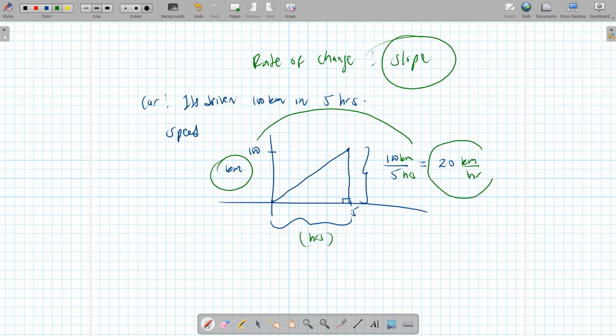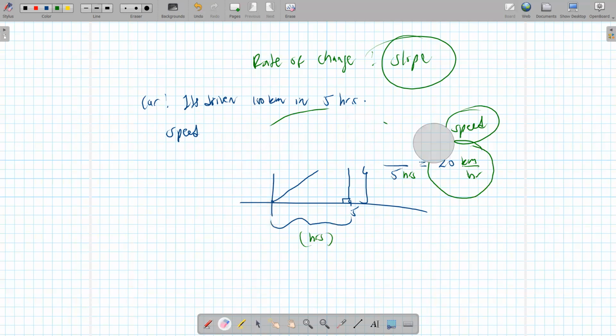So this is the slope. Now, what does the slope represent in this case? Well, it represents speed. So the car was traveling at 20 kilometers per hour. So that's the rate. In other words, the rate of change of the car was 20 kilometers per hour. Rate of change is simply the slope.